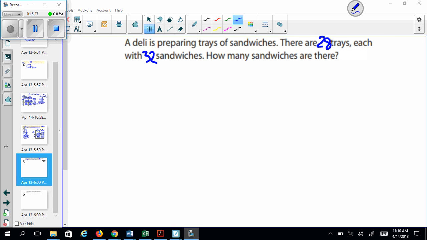So since I already used those two numbers, instead of redoing this entire video, we're just going to change the numbers. So instead, we have that there are 28 trays, each with 32 sandwiches. So forgive me for my mistake. Please go ahead and do this problem, not the other one, because I already did that one, so that's not going to be any help to you. Do this one and bring this one back to class.